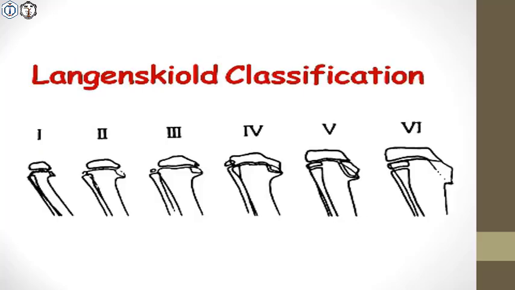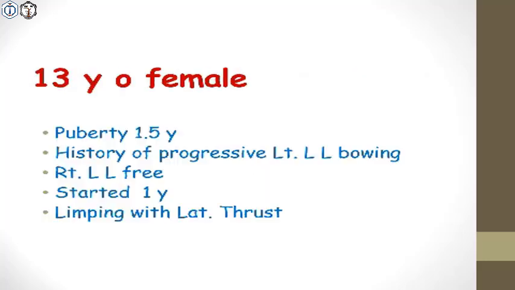Langenskiöld classification is a staging rather than a classification because it describes the changes which happen progressively to the medial epiphysis, which ends by fusion of the medial side of the epiphysis and oblique orientation of the medial tibial condyle. Acute correction can be done in later stages. We are discussing here the management of Langenskiöld stage 5 or 6, where the medial physis has fused.